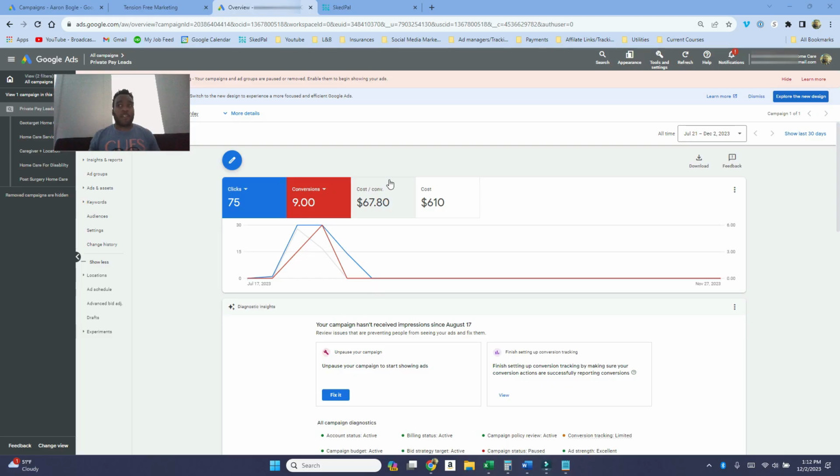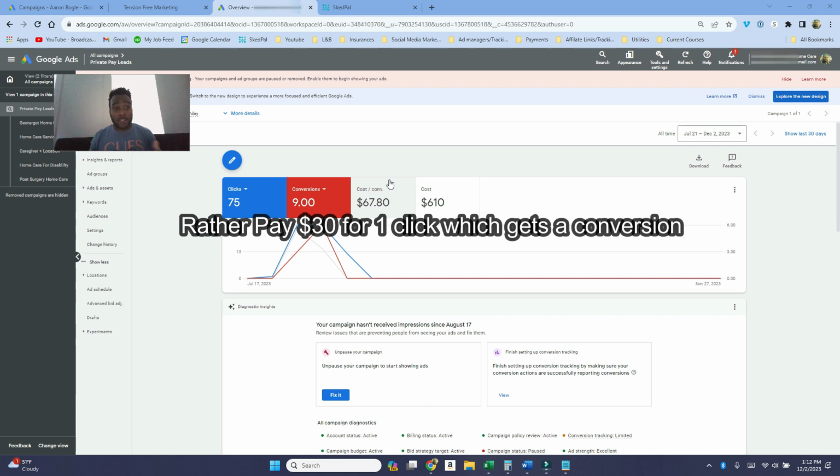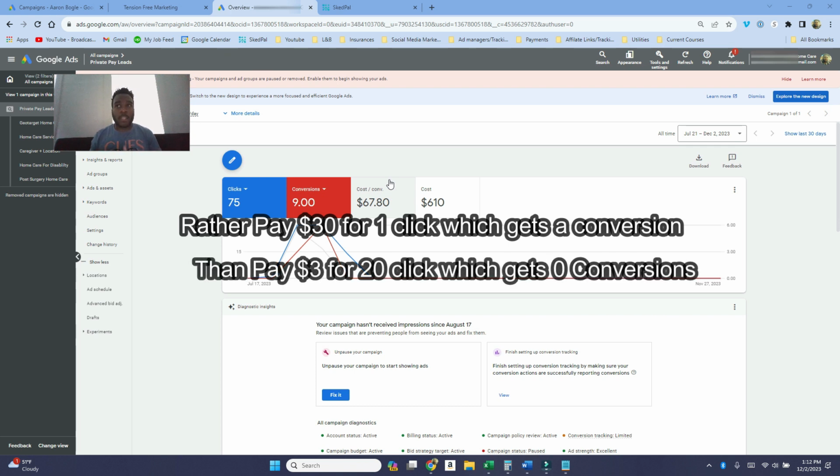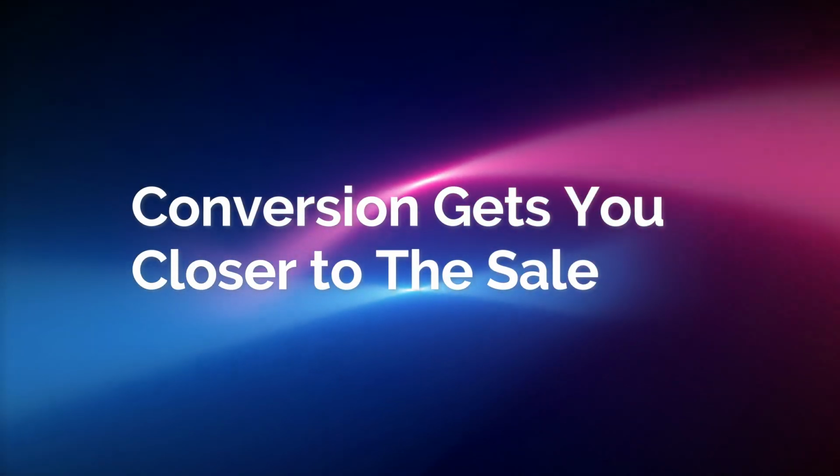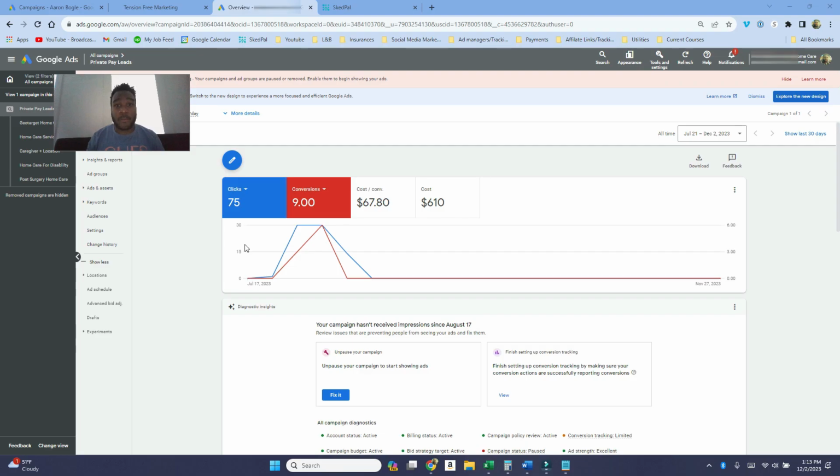I would audit accounts all the time, and then people say, oh, how do I lower my cost per click? Or, oh, how do I do this and do that? And I would rather pay $30 for a click that leads to a conversion than get $23 clicks that don't lead to a conversion. Because at the end of the day, conversions is what gets you closer to generating that lead, generating that sale, generating that call. So that's what I mainly focus on.